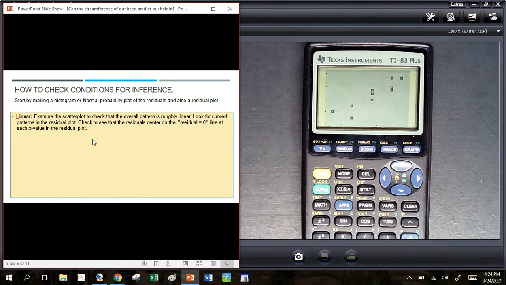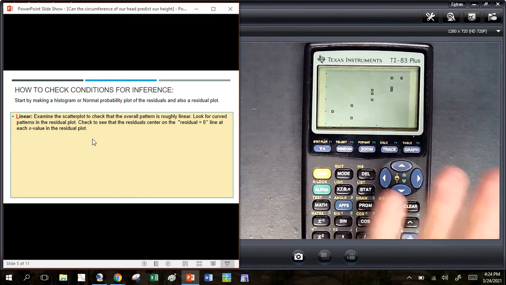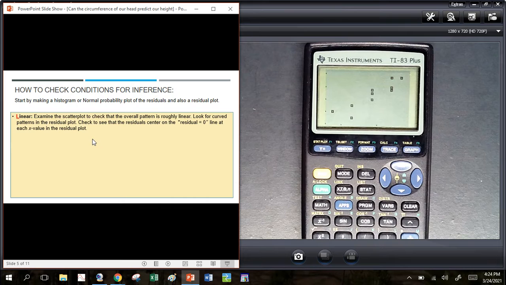So the first thing we need to look for is, does the data appear linear? So we want to examine the scatter plot to check the overall pattern is roughly linear. So there we have our scatter plot. Now the next thing we want to do is look for any curved patterns in the residual plot. So let me show you how to do that residual plot.